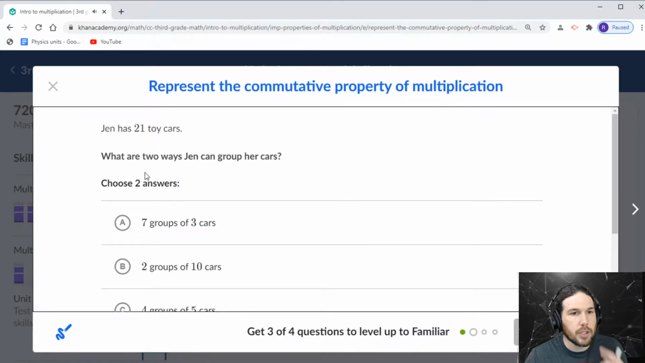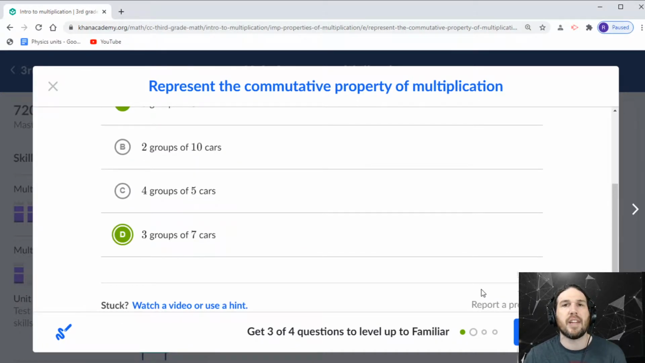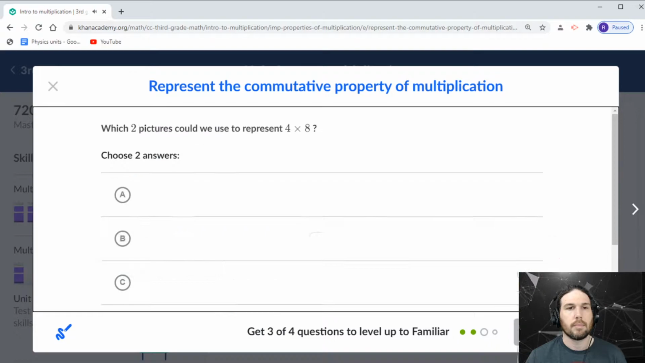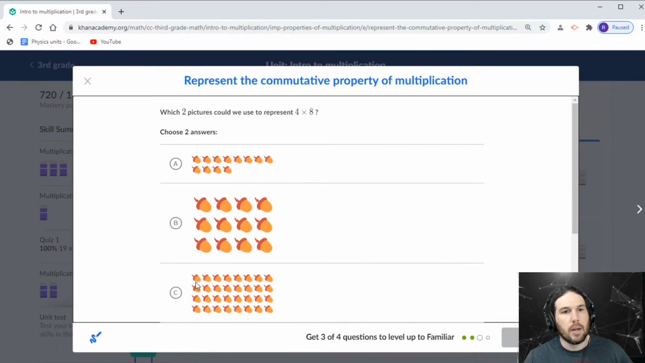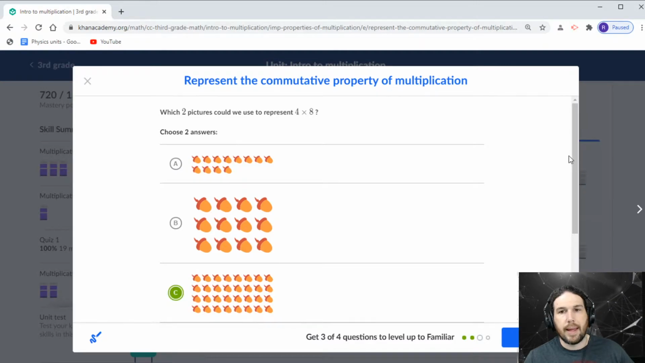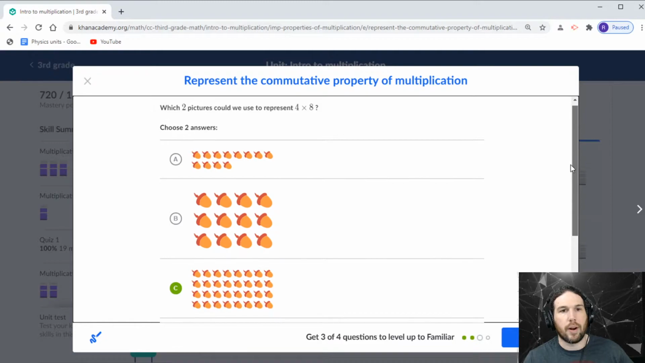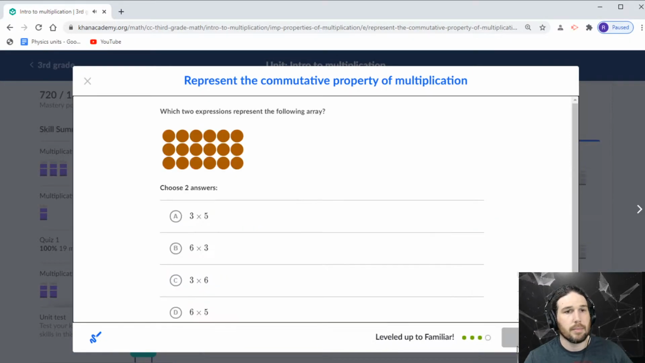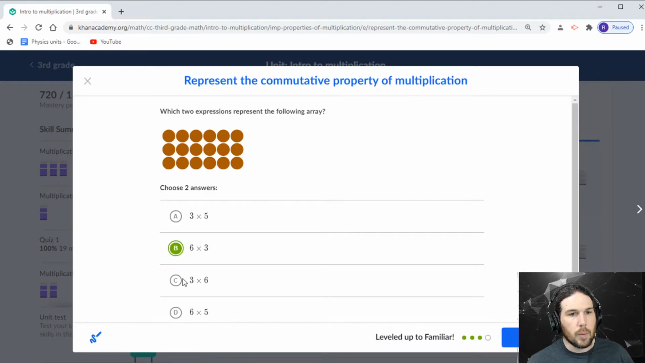Jen has 21 toy cars. She could do 7 groups of 3, or she could do 3 groups of 7. Both are correct. 4 times 8, well, that would be... It has to be C or D, right? I mean, A and B are clearly nowhere near 4 times 8. This looks like 3 times 1, 2, 3, 4, 5, 6, which is the same as 6 times 3.